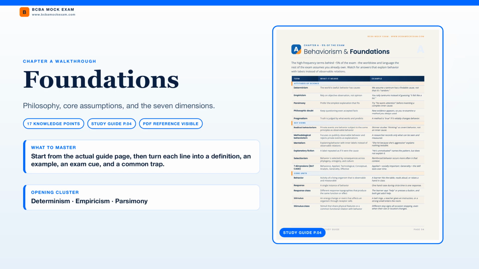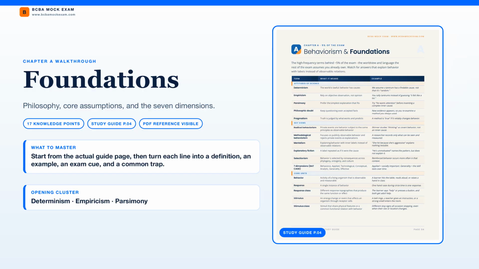Domain A, foundations. Domain A is small in percentage, but it is not small in importance. It gives you the worldview behind ABA. When a question tests Domain A, it is often testing whether you can think like a behavior analyst instead of accepting vague labels, internal explanations, or pretty-sounding procedures.